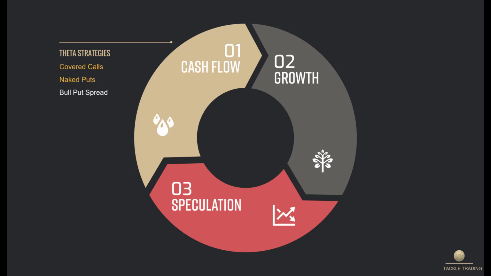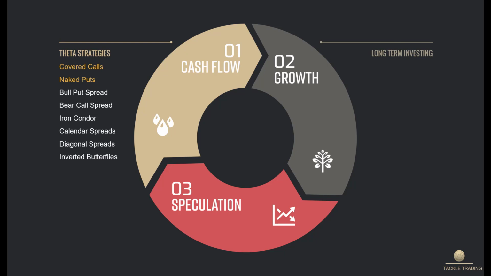Covered calls, naked puts, bull put spreads, and bear call spreads. Those last two are referred to as vertical credit spreads. If you combine the bull put and the bear call, we call that an iron condor. Calendar spreads, diagonal spreads, and inverted butterflies are names of strategies that you will learn as you grow as an option trader and as a trader in general in theta strategies.